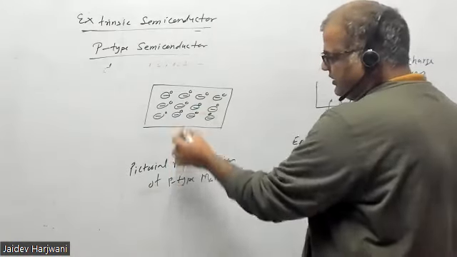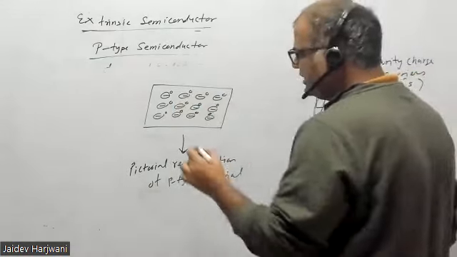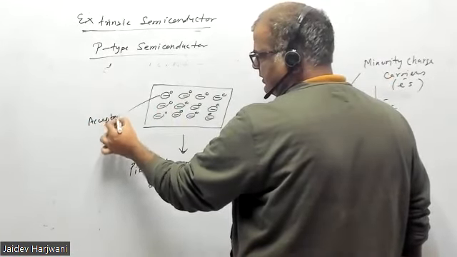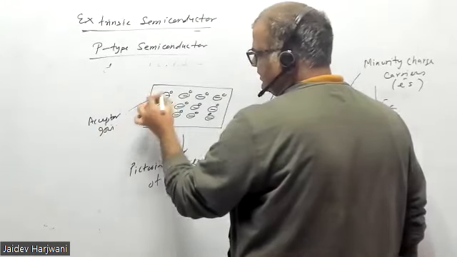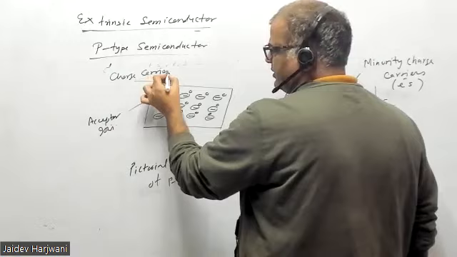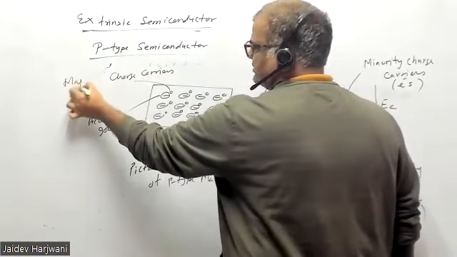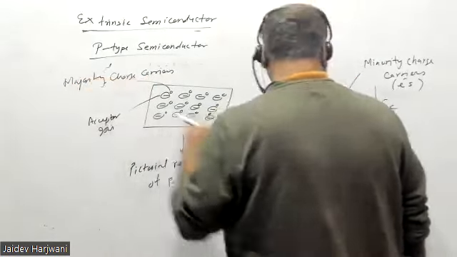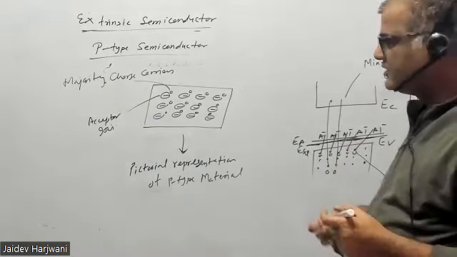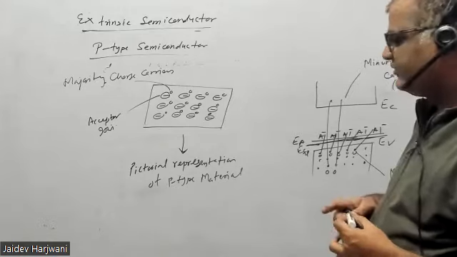Where the impurity atoms are acceptor ions, and these are the charge carriers. Majority charge carriers, which are present in the valence band of this material. So this way you represent a p-type material.